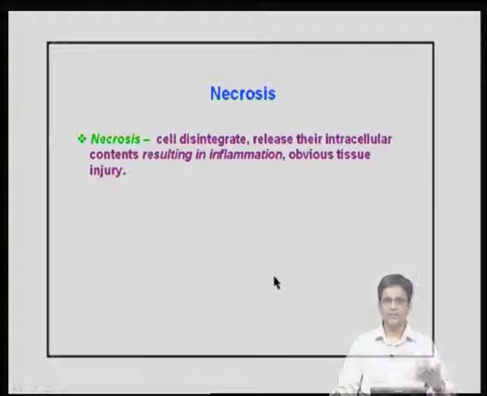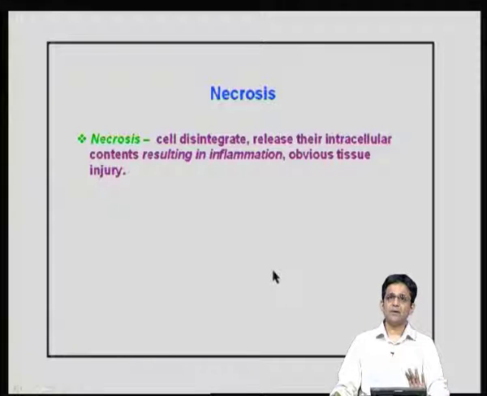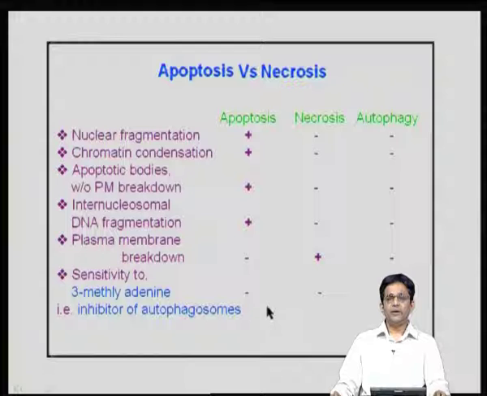Okay. On the other hand, we discussed necrosis, where the cell disintegrates due to rupture of the plasma membrane, releases its intracellular contents, and results in inflammation. In other words, necrosis is somewhat of a messy situation, whereas apoptosis is a much more highly regulated method for cellular turnover. Okay. This slide gives us a little, we'll look into some finer differences between apoptosis, necrosis, and autophagy.